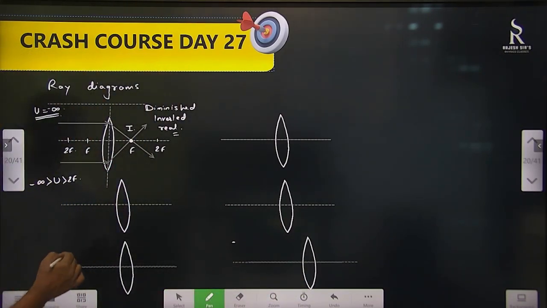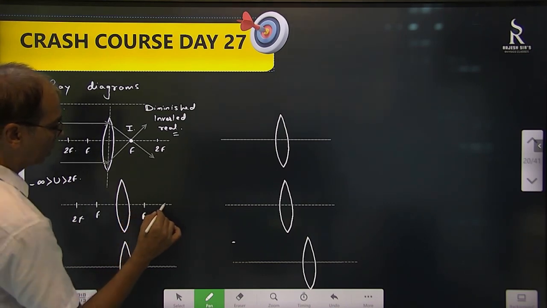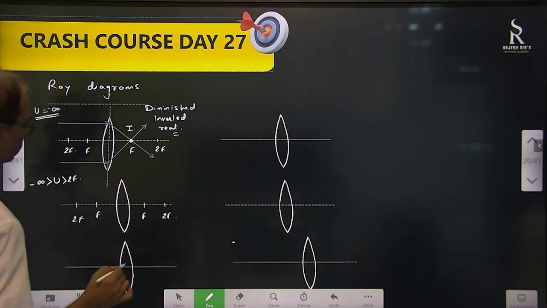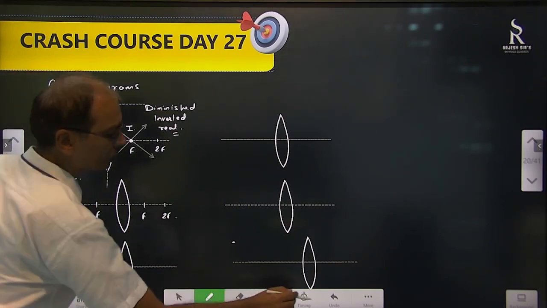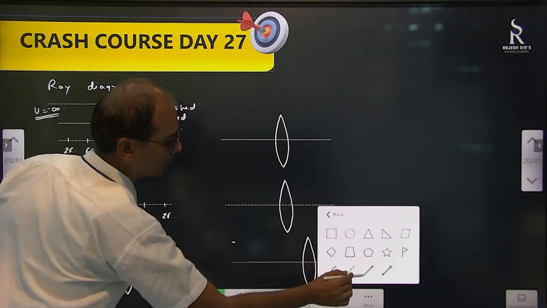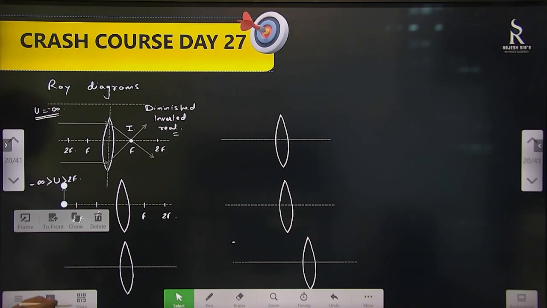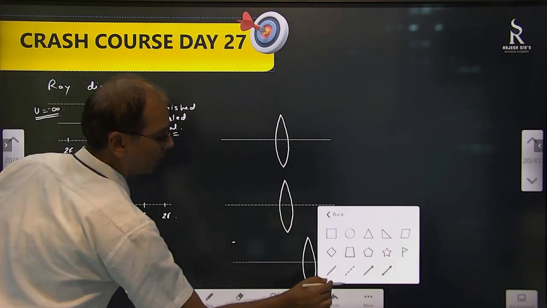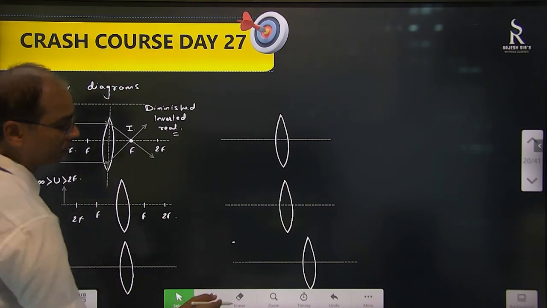Still, we have to show here there is F and here is 2F. Same way here is also F and there is 2F. So where are we keeping the object now? We are keeping the object beyond 2F. Then a ray parallel to the principal axis, and here also we have to keep the middle line first.